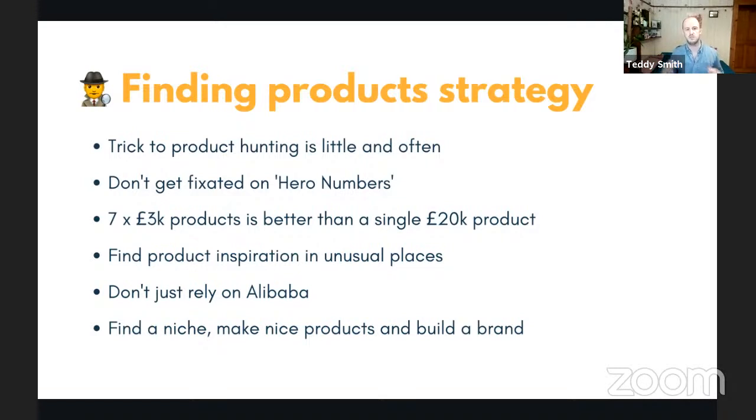Now, the third part is to find product inspiration in unusual places and not just on Amazon. This is basically the main part of the talk, so we'll come on to that in a second. The fourth bit is don't just rely on China and Alibaba, because this is what everyone else does. And you'll find better and more interesting suppliers in other places. And again, we'll come on to that as well.